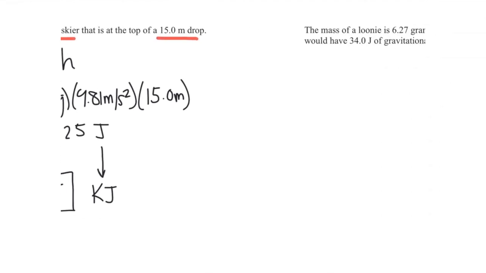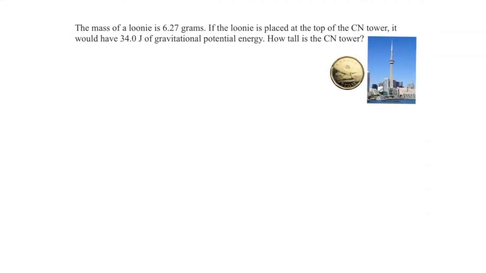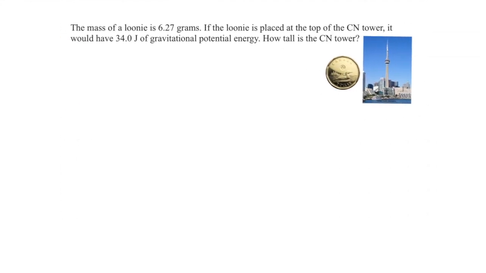Let's look at one more example to make sure we've got this. So here's our second example, and this says a mass of a loonie is 6.25 grams. Now, if you're not from Canada or familiar with Canadian currency, a loonie is a dollar in Canada. That's what it looks like.